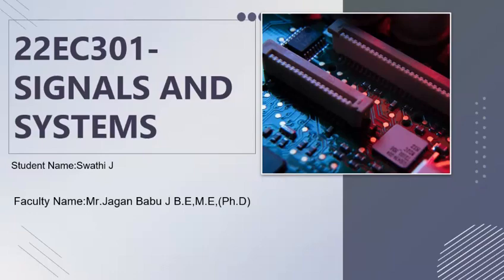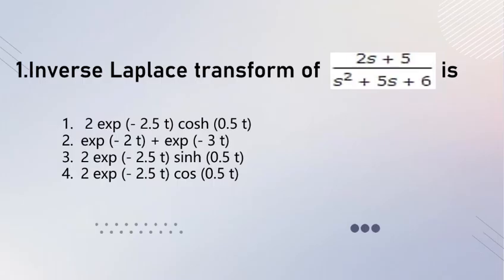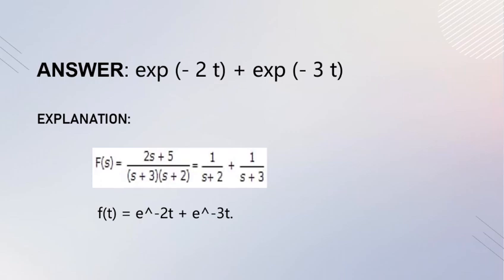Signals and systems. Inverse Laplace transform of (2s plus 5) divided by (s square plus 5s plus 6). We have to take the partial fraction for the given question. We will get the A and B values as 1. After that, we have to take the inverse Laplace transform and we will get the answer as f of t is equal to e power minus 2t plus e power minus 3t.